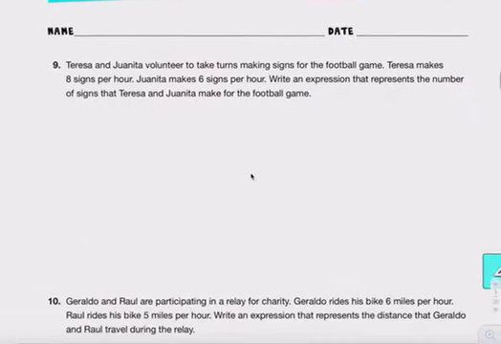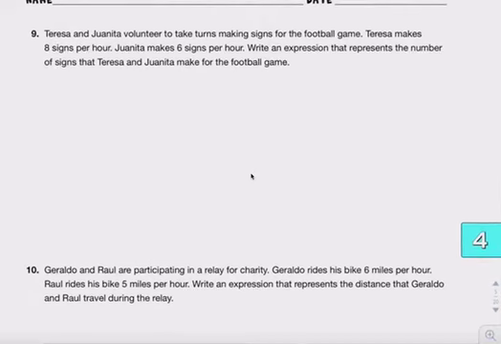Okay, number 9. Teresa and Juliet volunteered to take turns making signs at the football game. Teresa makes 8 signs per hour. Juliet makes 6 signs per hour. Write an expression, no equal sign, that represents the number of signs that Teresa and Juliet make at the football game.